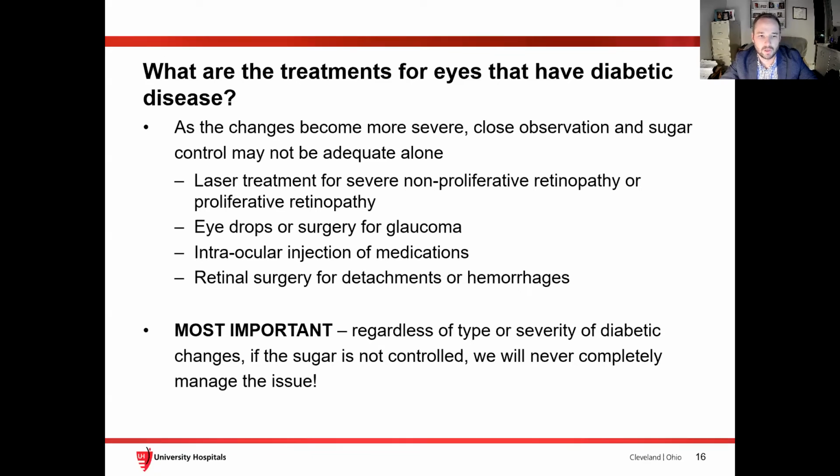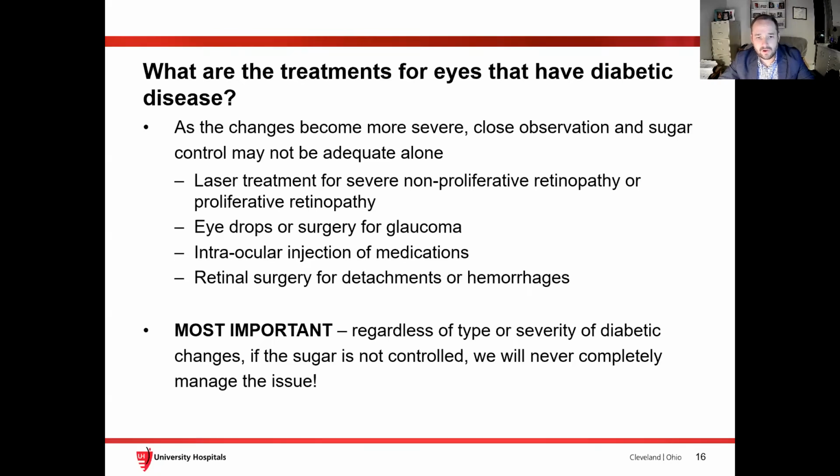For folks that develop glaucoma due to diabetic changes, eye drops like we would normally use for glaucoma or surgery like we could use for glaucoma are sometimes necessary. And there are instances where you might need medication injected directly into the eye. Just like laser treatment, that sounds terrible, and I wouldn't blame anyone for feeling that way, but it's very, very common, and these medications are highly effective.